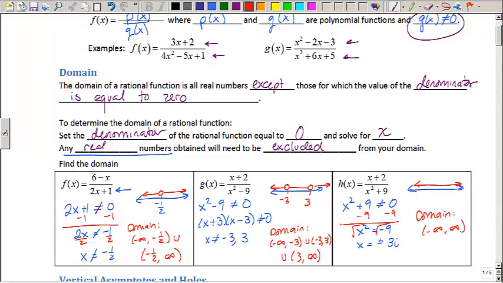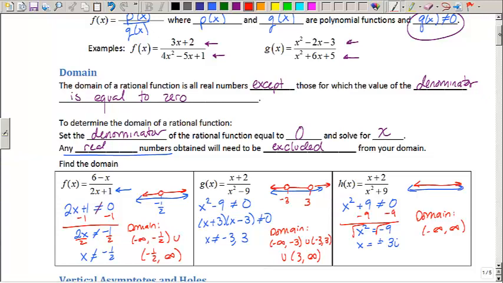Which, if you think about it, kind of makes sense. If I plug any x value into the denominator, if I square it, I get something 0 or positive. And if I add 9 to something 0 or positive, I can never get back to 0. I'm taking something non-negative, I'm adding something to it, I'm never going to get 0 in the denominator. Therefore, my domain is all real numbers.